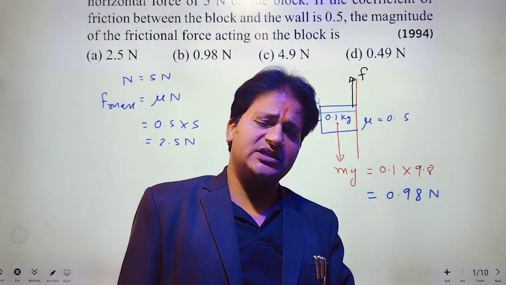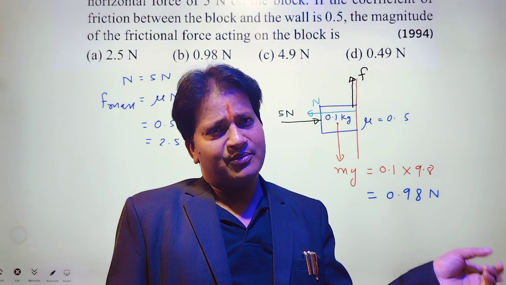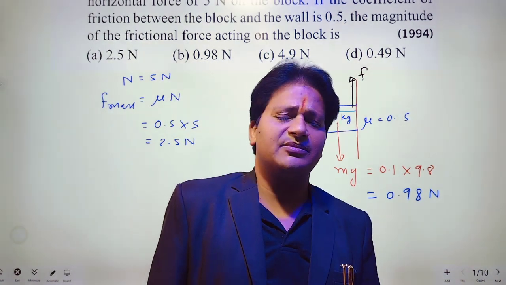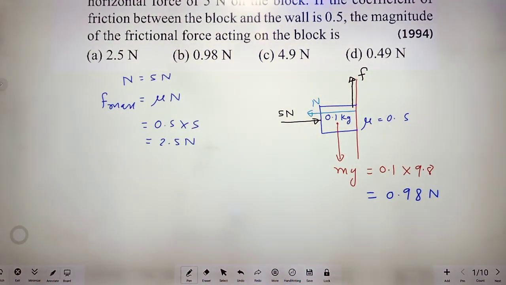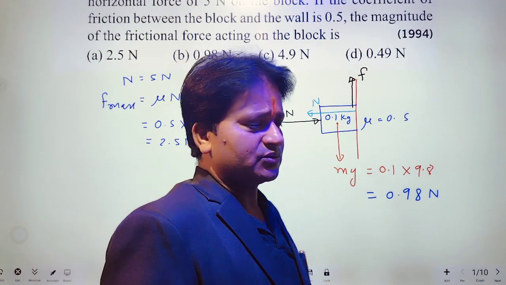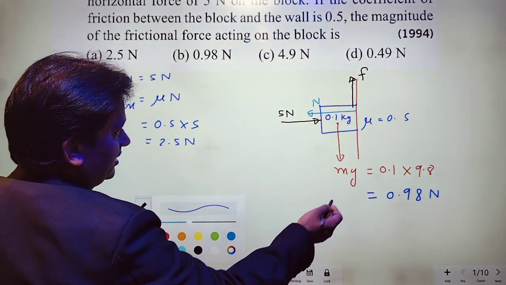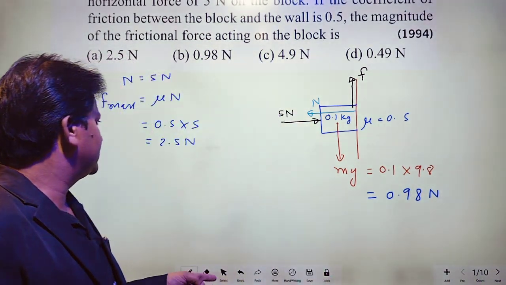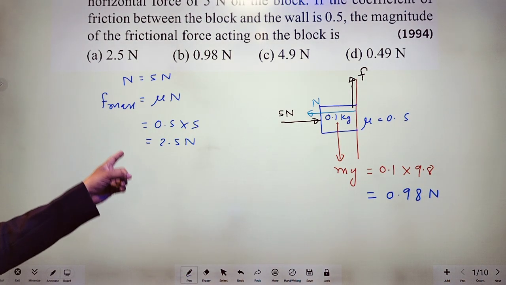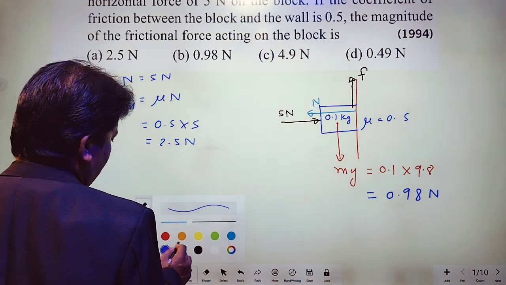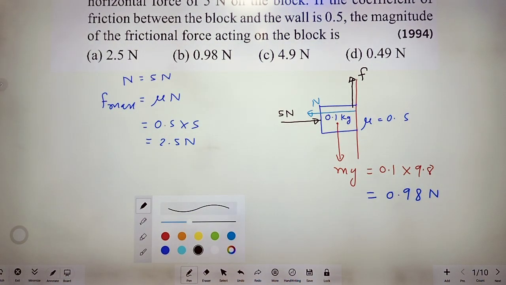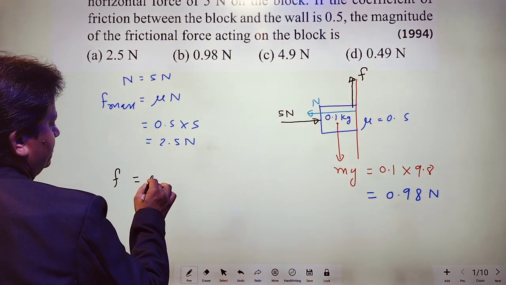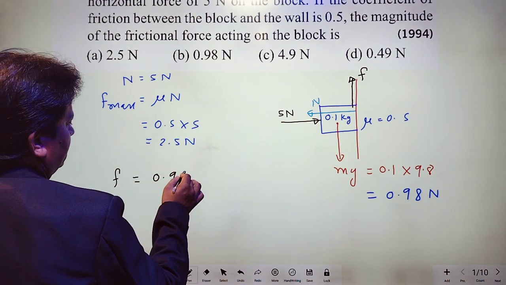If the external force is less than the maximum friction, then the friction acting on the block will be equal to the applied force or external force. Here the gravitational force acts as the applied force. Here the applied force is less than the maximum friction. Therefore, the friction acting on the block will be equal to the applied force. Therefore, F should be equal to 0.98 Newton.